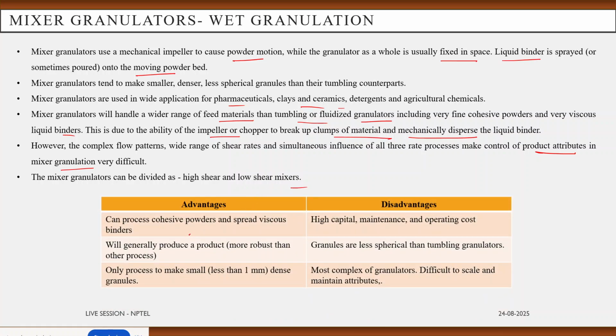The advantage is that a mixer granulator can process cohesive powders and spread very viscous binder as well. They will generally produce a product which is more robust than the other processes, and can make smaller granulates, less than 1 mm in size, and more dense granules can be produced. But the disadvantage is that it has high capital, maintenance and operating cost. Granules are less spherical than the other processes, and it is the most complex of the granulators, difficult to scale and to maintain attributes.